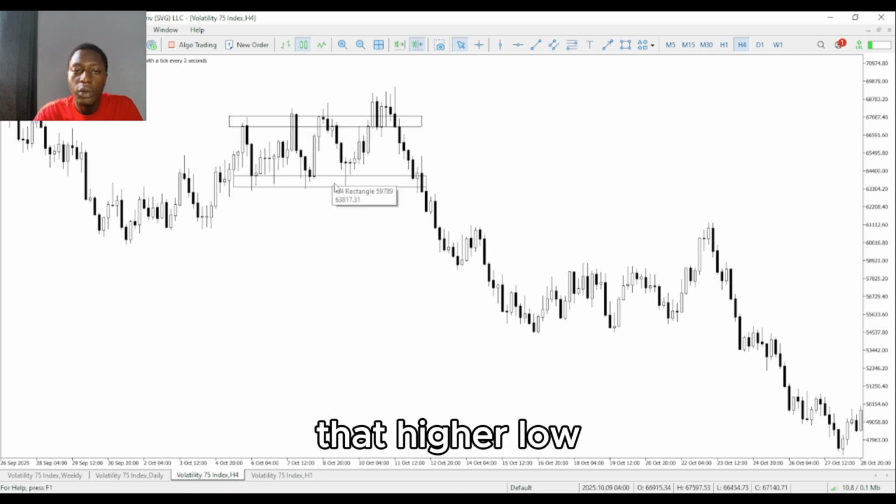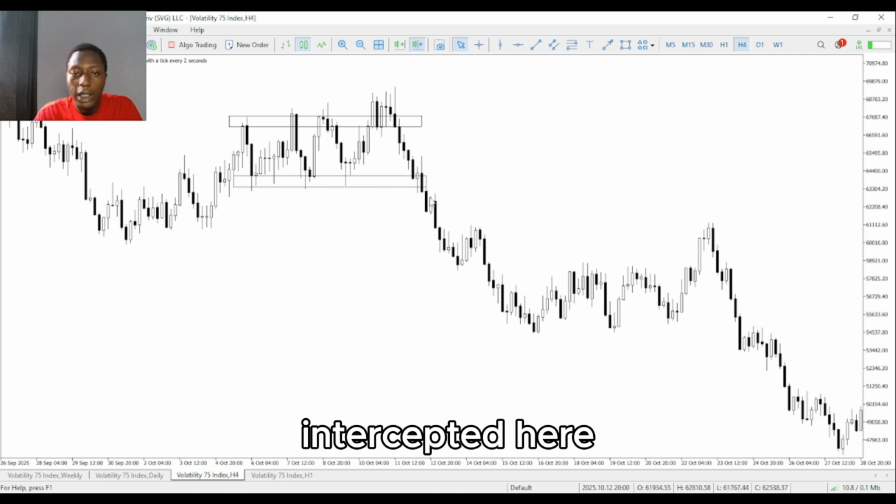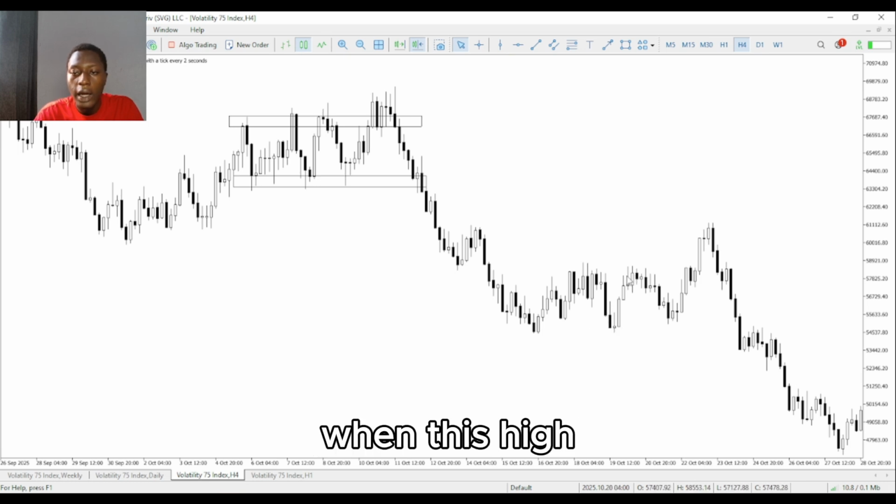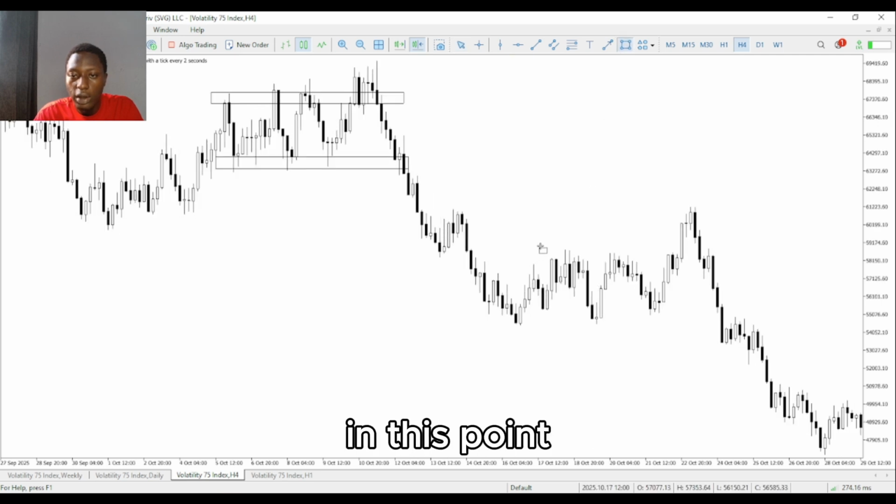Then when that higher low gets intercepted, like this one now that got intercepted here, it means this uptrend is over. This is the beginning of a new downtrend. You can understand this right now. This move right here that intercepted this low is now the beginning of a new downtrend. You understand? Then when this high gets broken, you can see when the market was going down here, it reacted to this level and sold, and it looks like it wanted to range at this point here.